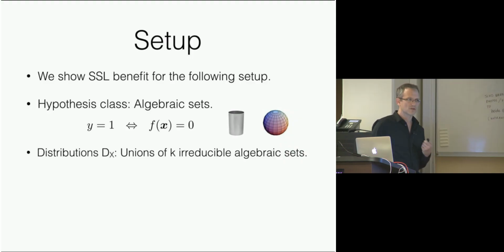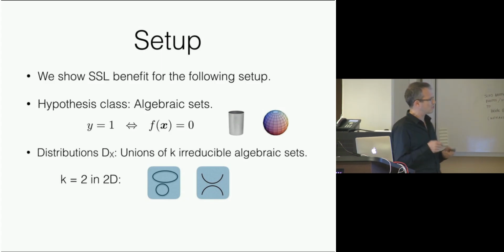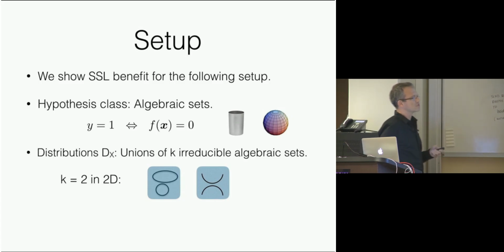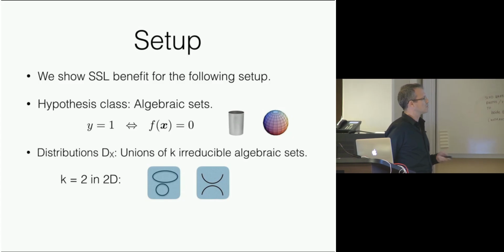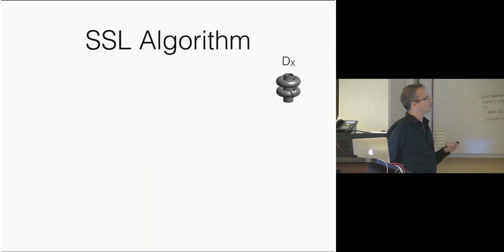And the distributions that we consider, this type of distributions over the feature space, are unions of k irreducible algebraic sets. So things like a union of circles or two functions, where we call something irreducible if you can't break it down into two separate algebraic sets. Okay? So this could be like a union of spheres or union of cylinders, etc. So these unlabeled distributions are unions of k irreducible algebraic sets. That corresponds to the manifold assumption.